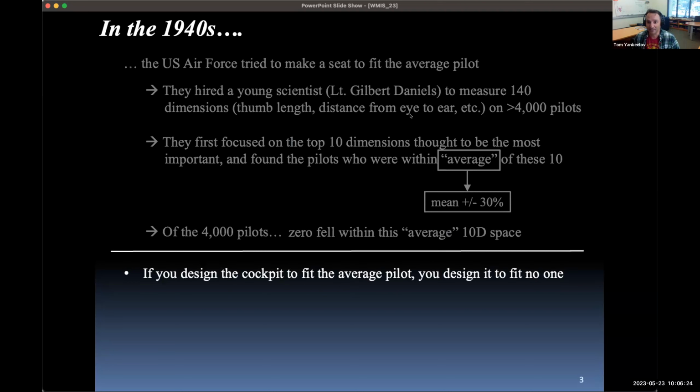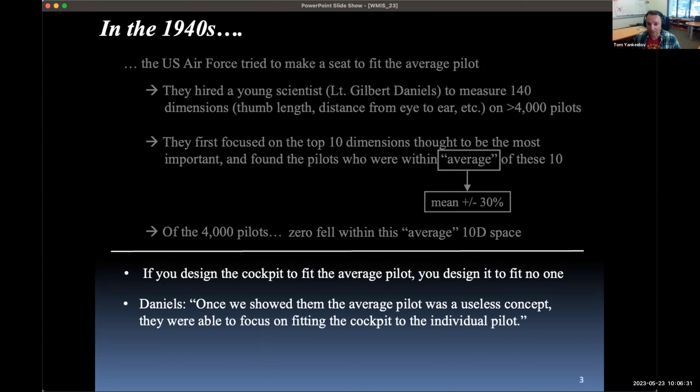And so this Gilbert Daniels guy says, if you design the cockpit to fit the average pilot, you're designing it to fit no one. And he said, once we showed them that the average pilot was a useless concept, they were able to focus on fitting the cockpit to the individual pilot. Obviously this isn't an area I have much expertise in, but I've read that some of the initial things on how to make these seats comfortable are actually things that found their way into all the adjustable parts in your car seat to try to make you comfortable when you drive around.